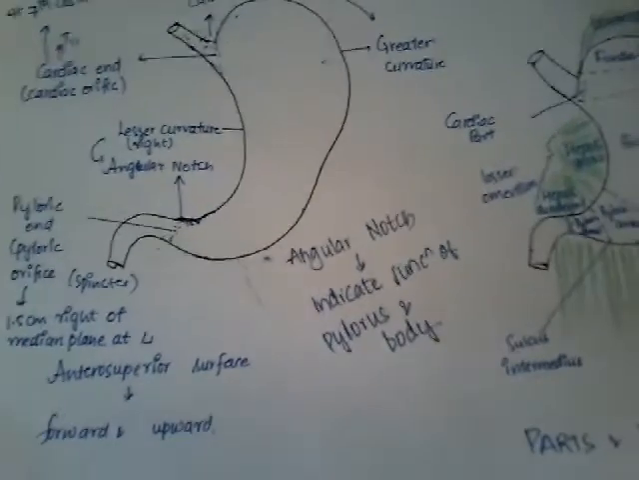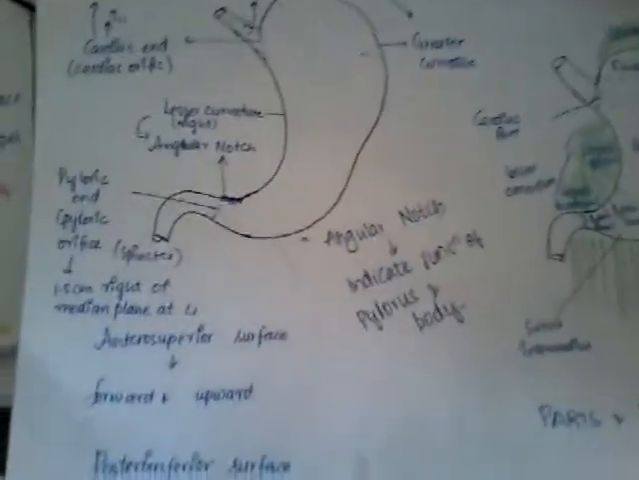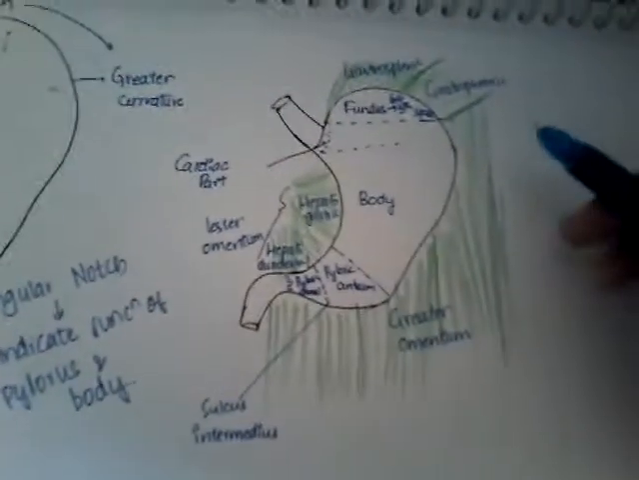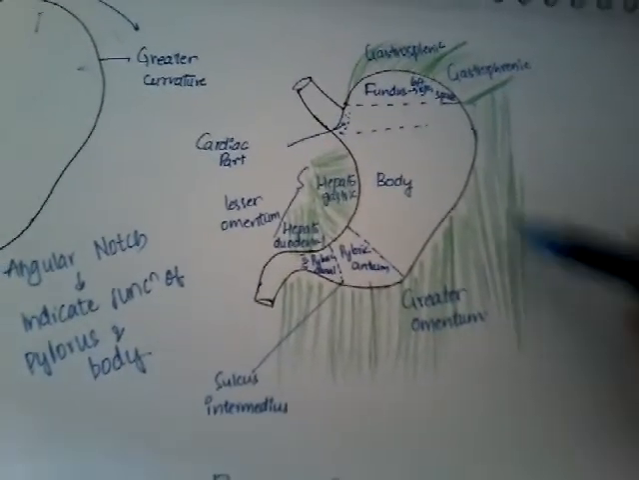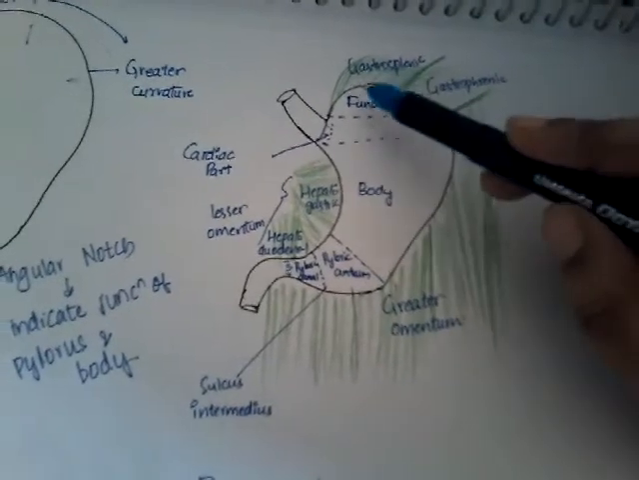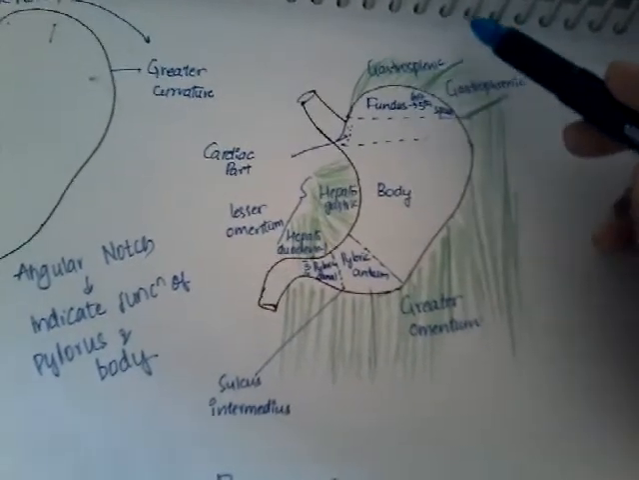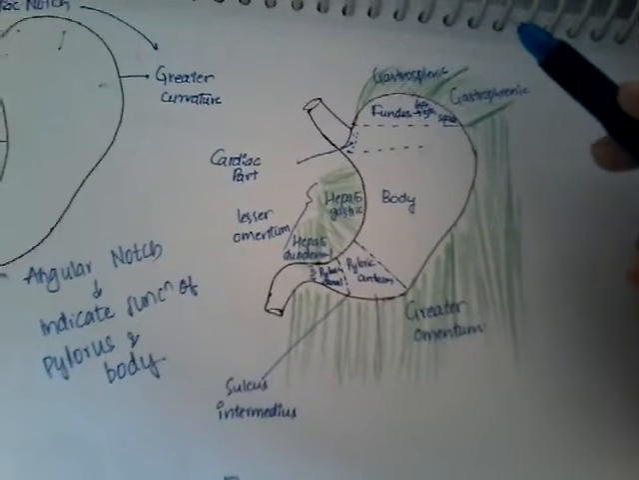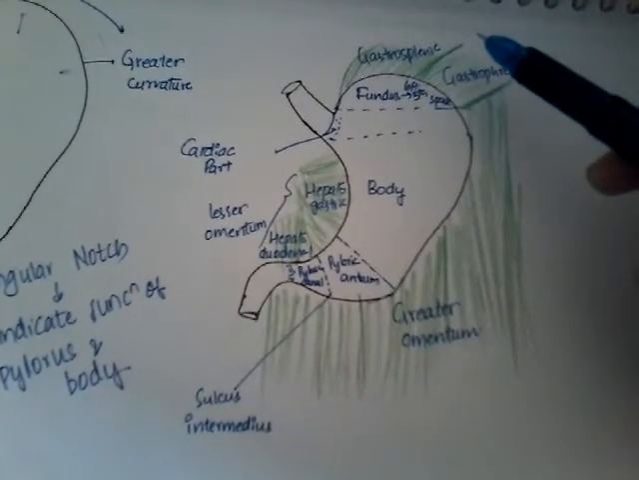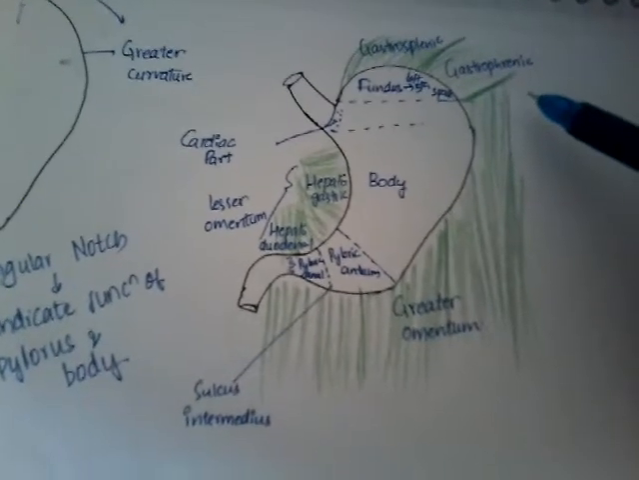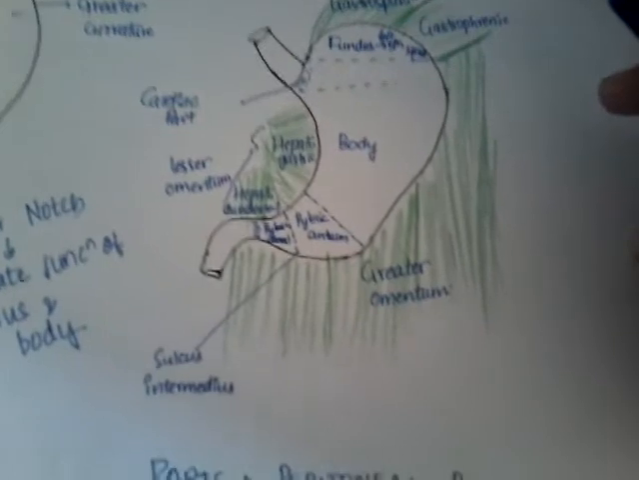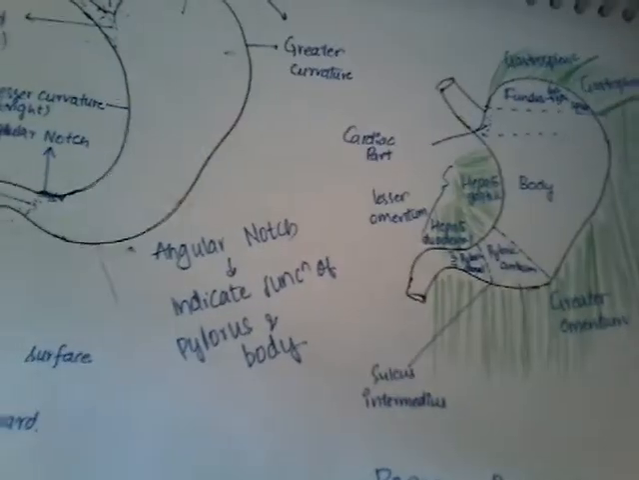In the lower part, it also gets attached to the greater omentum. If you see the diagram here, on one side it gets attached to the gastrophrenic ligament, and on the other side it gets attached to the gastrosplenic ligament. The gastrosplenic ligament connects the stomach to the spleen, whereas the gastrophrenic ligament connects the stomach to the diaphragm. Okay, so this is about the greater curvature.